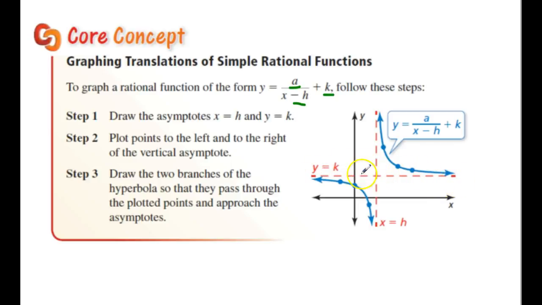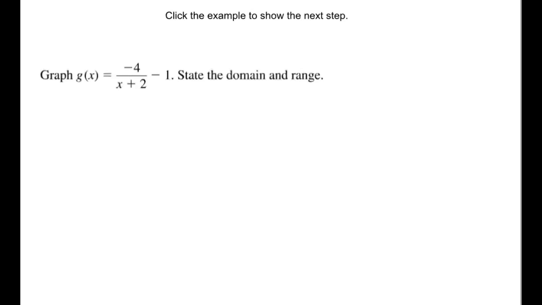So first thing I do when I'm graphing these rational functions is I graph those asymptotes. And then I plot some points to the left and to the right of that vertical asymptote, right? So that h value. So I pick a couple points to the left and I pick a couple points to the right, and then I draw my branches and I can graph it that way. That's the best way to graph this. So now let's look at an example.